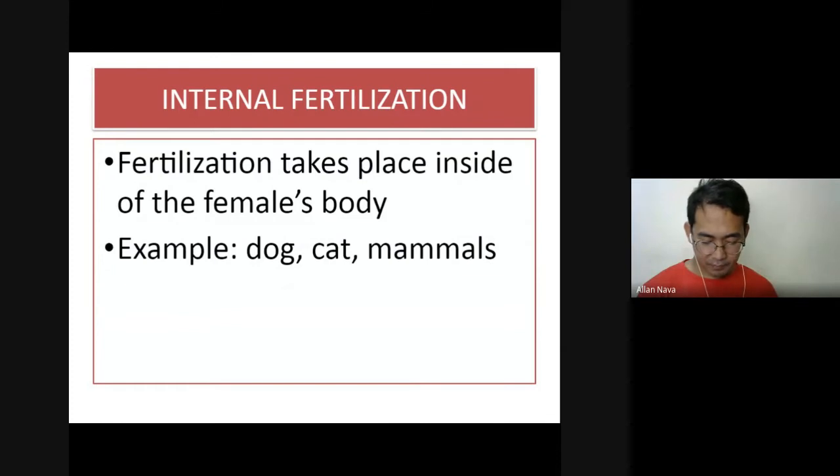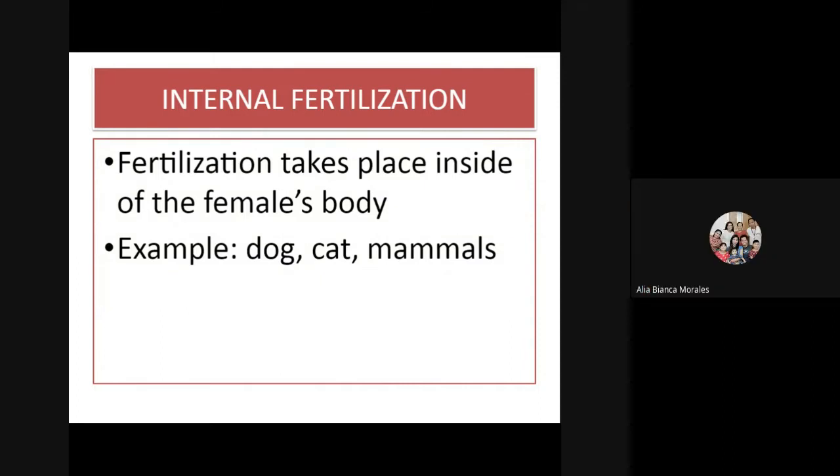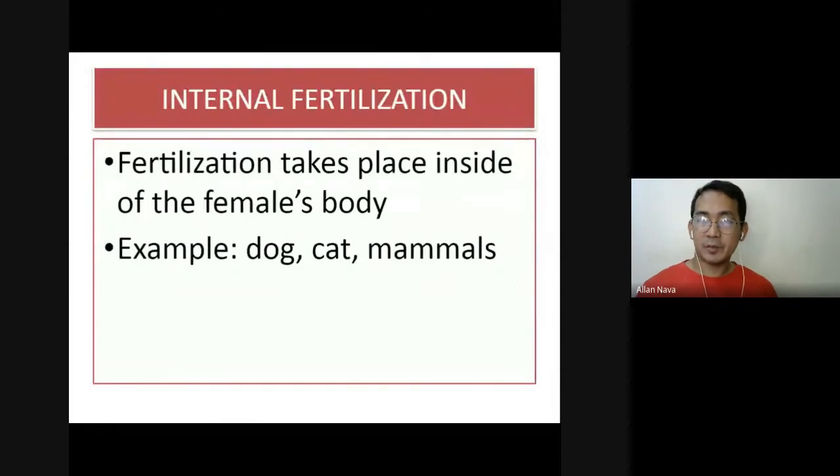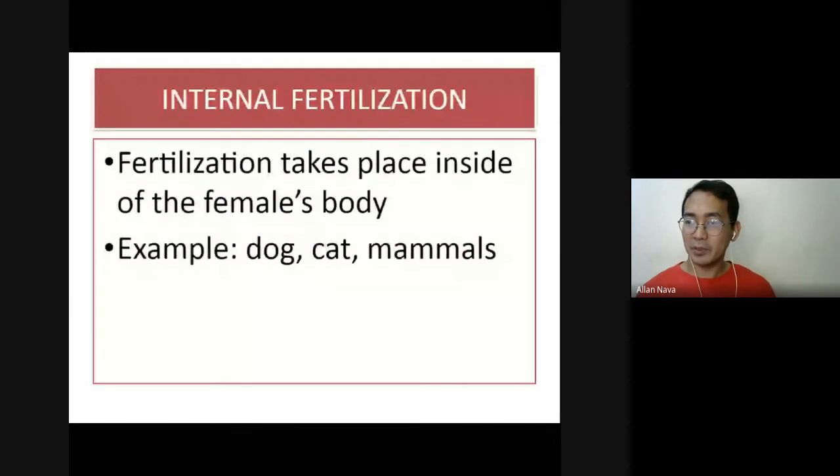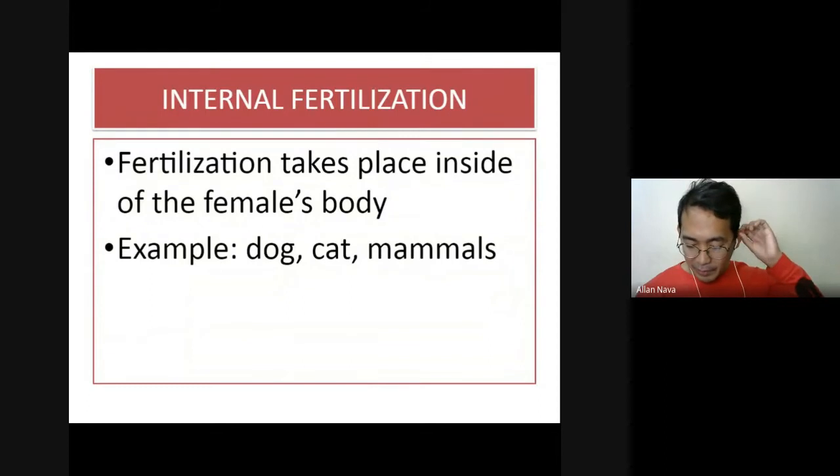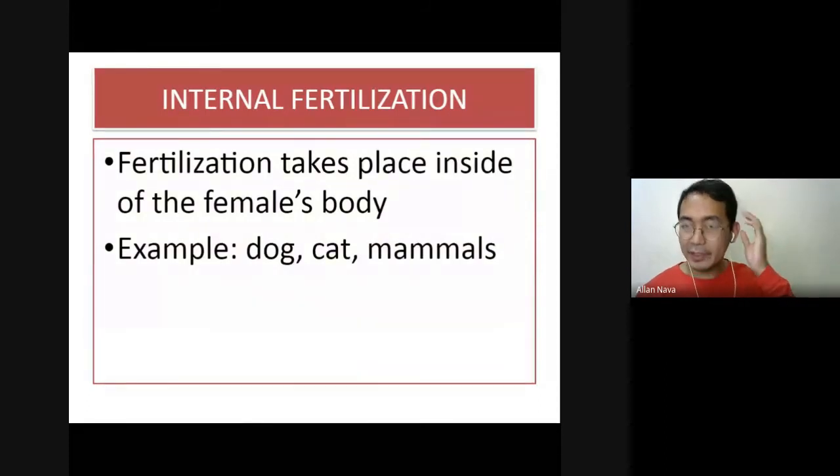Mammals. Aliyah. Mammals are a group of vertebrate animals. Yes, they are vertebrate. So, vertebrate, meron silang backbone, right? And invertebrates, walang backbone. Another is, meron silang mga mammary gland. Okay? And definitely producing milk.